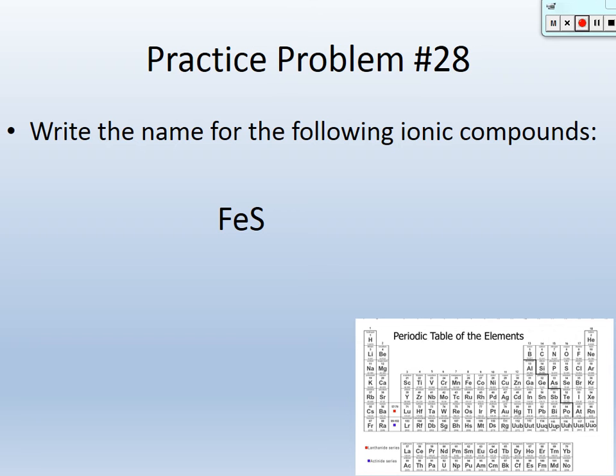Practice problem 28. We've got FeS. What is Fe? That's iron. It sits right here. Again, it's a transition metal. Do I know its charge? No. So when I write its name, we're going to put iron. But because it's a transition metal or tin or lead, we need parentheses telling people its charge. And then what is S? Sulfur. How do I change its name? Good. Don't forget to change the suffix to IDE. So it's iron something sulfide.